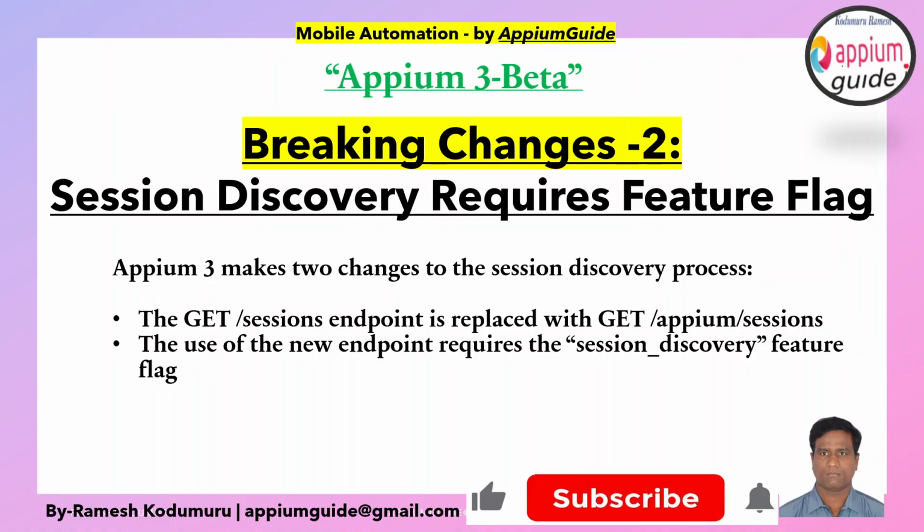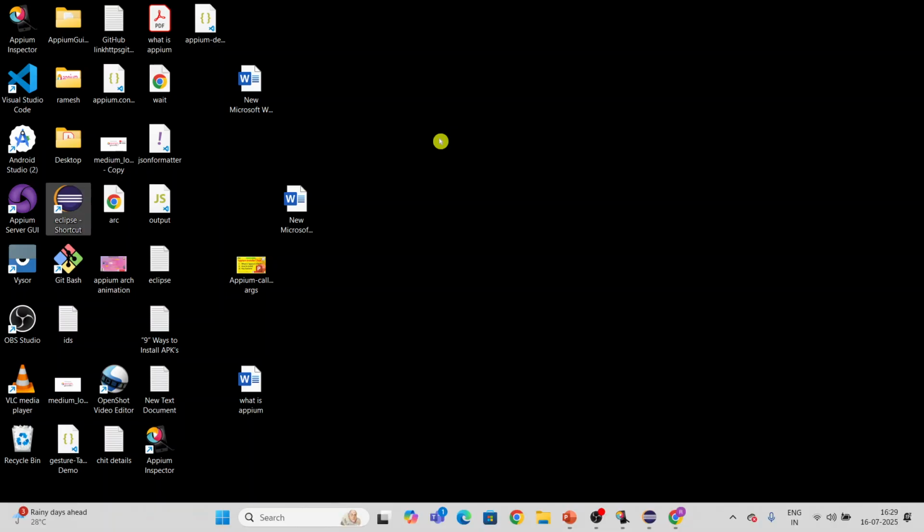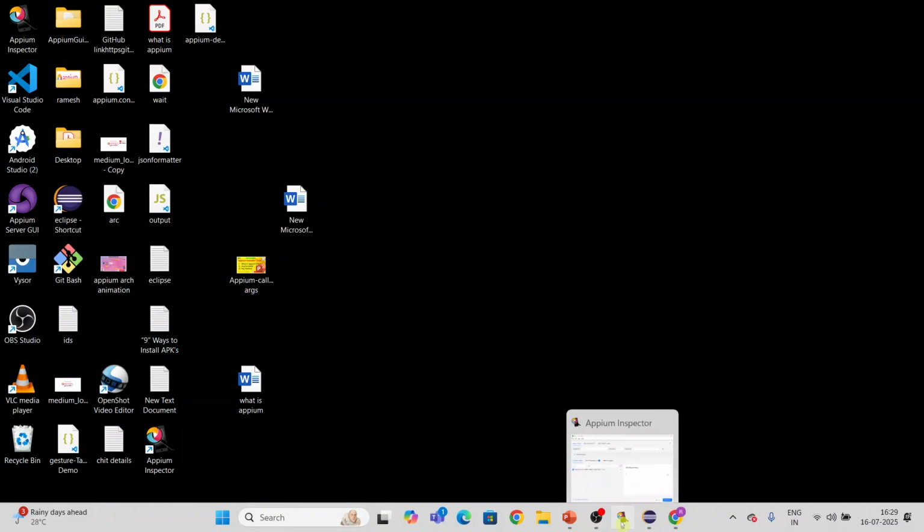In this video, I will show an example of how we can use this session ID in Appium Inspector. If you want more details, in Appium 2 it was possible to retrieve the active server sessions via the GET /sessions endpoint. This information can be used, for example, in Appium Inspector in order to attach to an existing session instead of creating a new one. So I'll open the Appium Inspector.